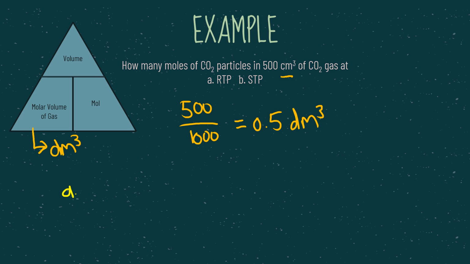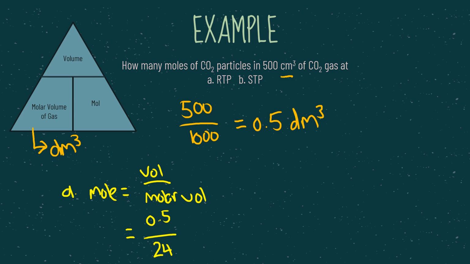So in RTP, we know that mole is equal to volume over the molar volume. So this is equal to 0.5 over 24. Why 24? Because now we are looking at RTP, and this will give us 0.0208 mole.